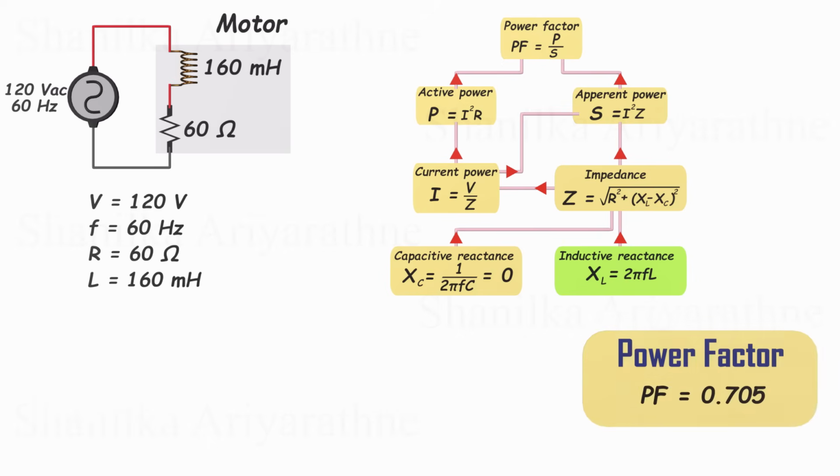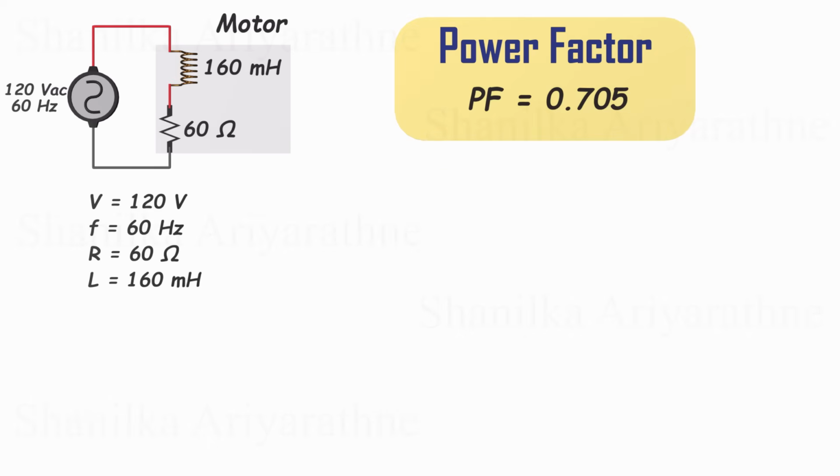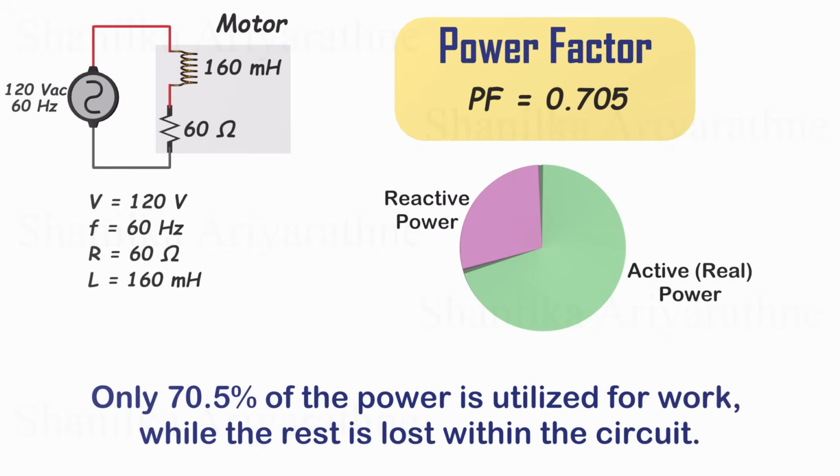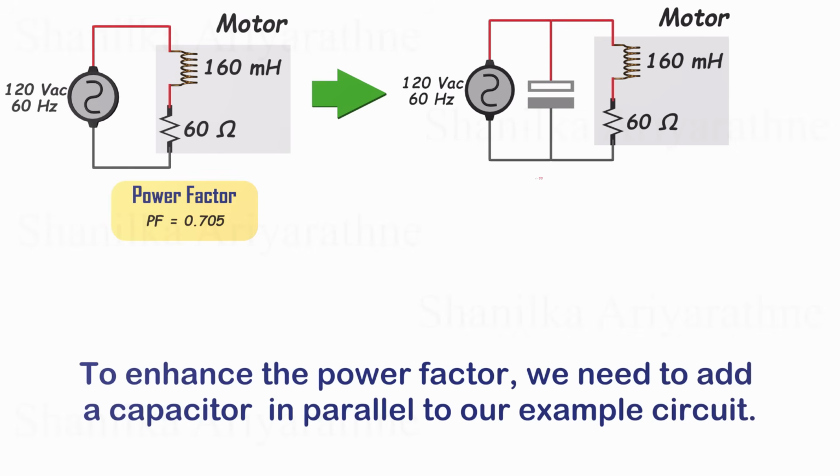It seems the power factor of this system is 0.705, which is less than 1. That means only 70.5% of the power is utilized for work, while the rest is lost within the circuit. This indicates inefficiency. To improve this, we can connect a capacitor to increase the power factor. Let's see how it's done. The poor power factor is primarily due to the inductive reactance. To counteract this, we need to add a capacitor in parallel to our example circuit.